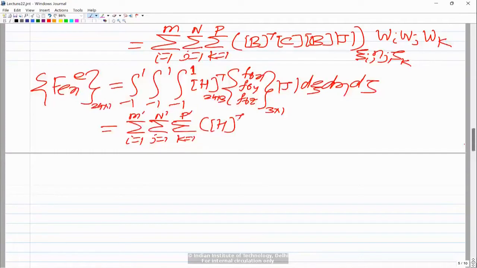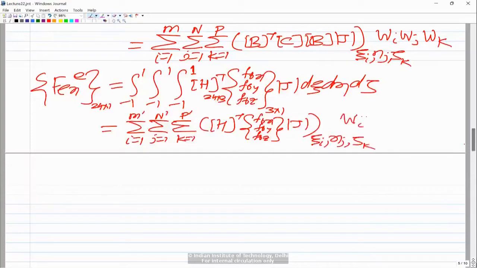So we have H transpose into the components of the body forces FBX, FBY and FBZ, and then you have the determinant of the Jacobian matrix. This whole thing is evaluated at xi i, eta j and zeta k. And then you have wi, wj and wk, three weight factors. Now there are three weight factors which are coming over here.